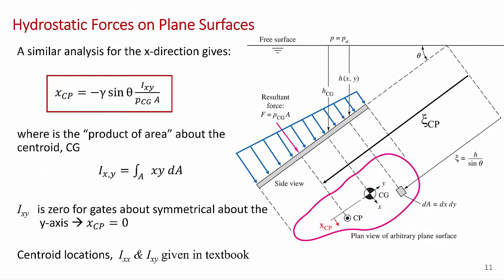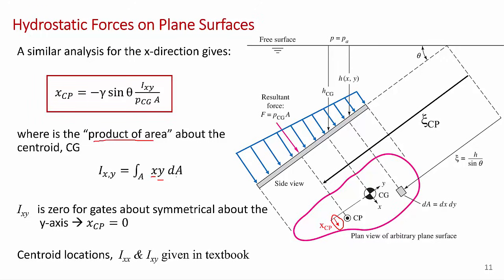Similarly, if you want to find the x location of the center of pressure, you do a similar analysis and you get a very similar looking expression. The x location of the center of pressure, so how far off this center line the center of pressure is, is equal to minus gamma sine theta Ixy, I'll tell you what that is in a minute, over the pressure at the center of gravity times area. Ixy is called the product of area. It's analogous to the second moment of area. But you have the moment in the x times the moment in the y direction, dA, called the product of area.